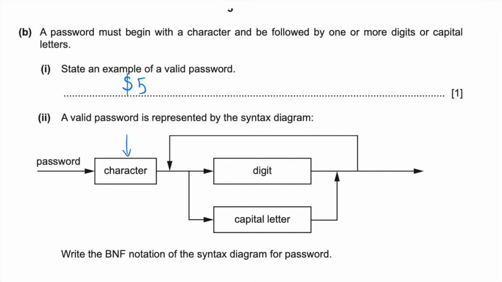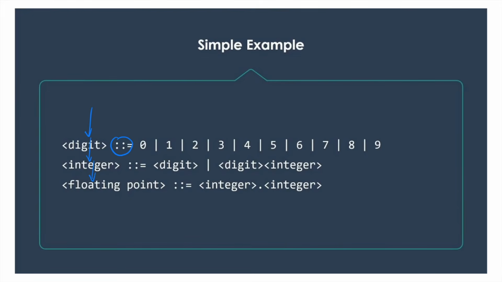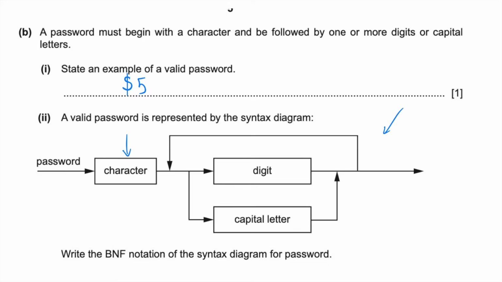Okay, so we actually need to represent this diagram in BNF notation. So how this is going to work is it's going to look a lot like this. We actually have to connect different types of information, or you could say data types even. It's not going to be as clean as the one we saw in previous questions. So let's take another look at the problem and see how we can solve it. Okay, so first off, we're going to have password, and then the first thing we're going to have is a character.